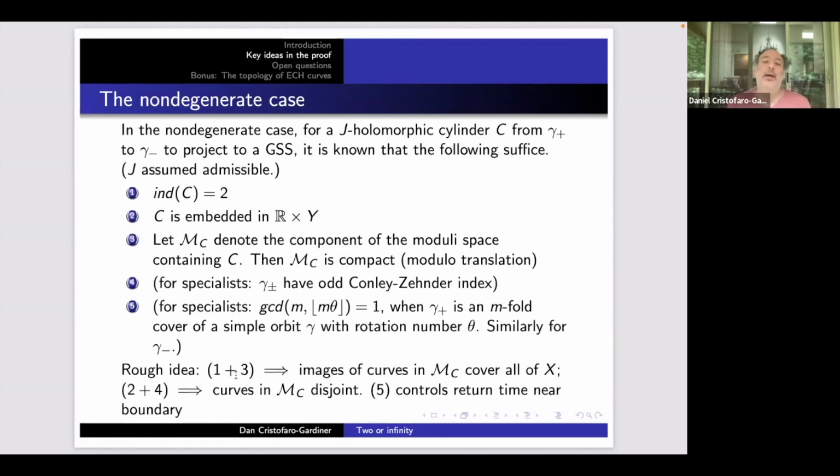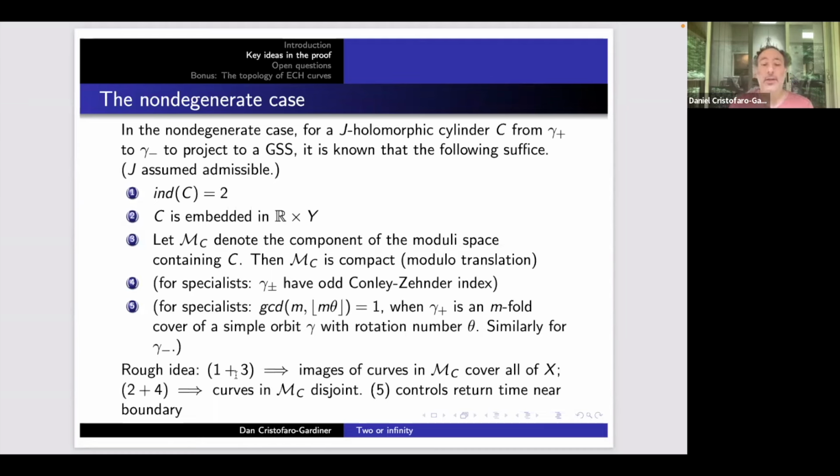Infinitesimally, whether it's disjoint is controlled by the so-called normal Chern number. So there's an expression in terms of Chern classes, etc., measuring infinitesimally whether a curve is disjoint from its translate. And anyway, if you work it out, it turns out that the parity of the Conley-Zender index is important in bounding this normal Chern number. So basically, you'd like it to be 0.